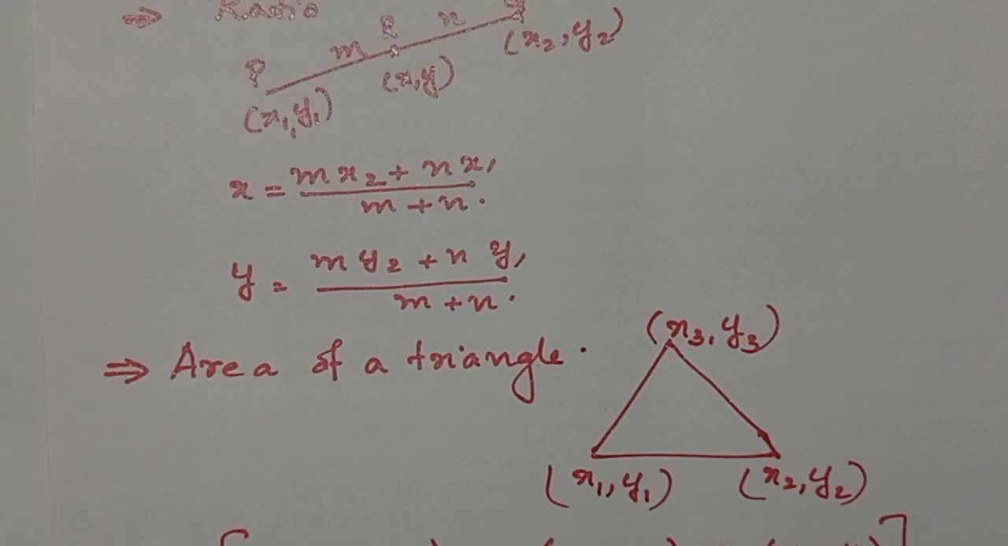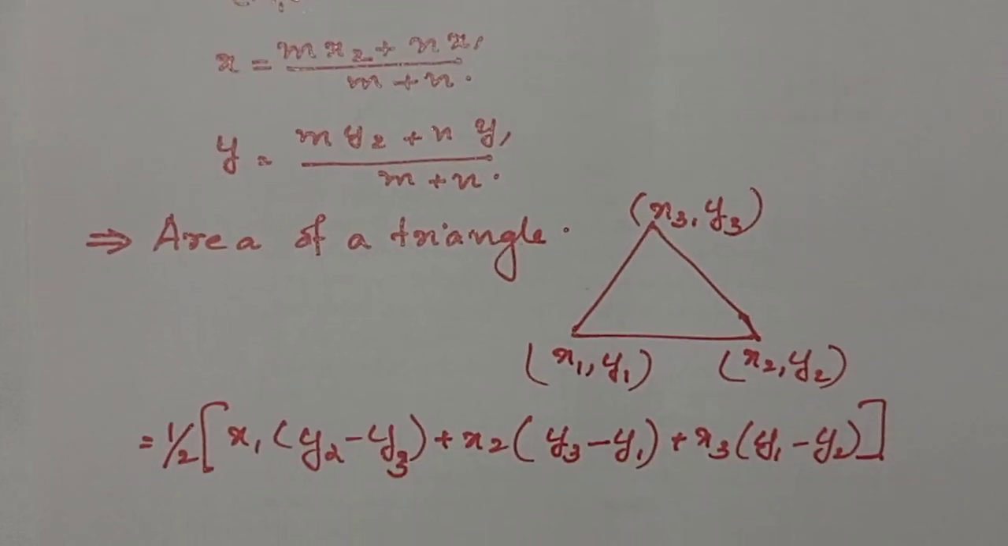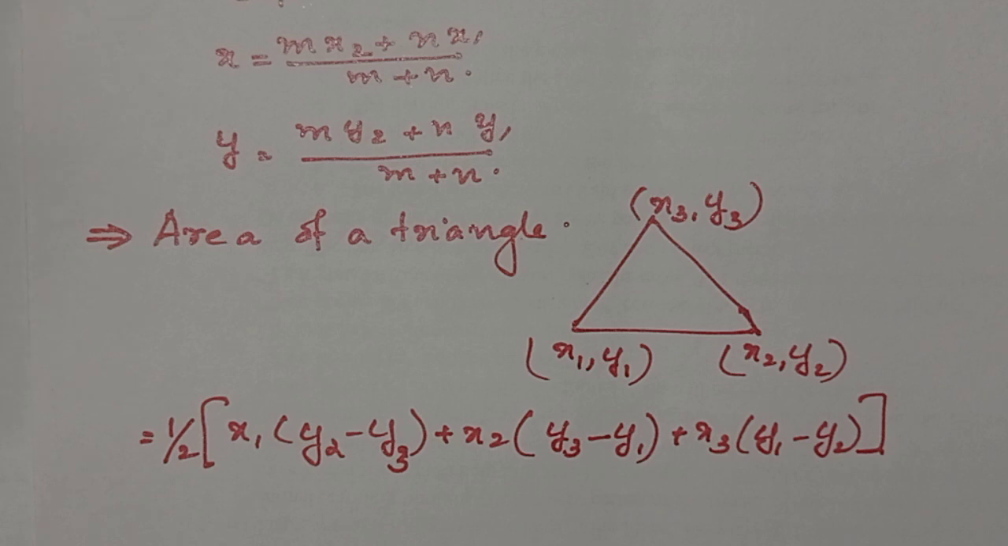The next formula is for finding the area of a triangle whose three vertices are given. If the three vertices of a triangle are given, we can find the area of the triangle using the formula half into x1 into (y2 minus y3) plus x2 into (y3 minus y1) plus x3 into (y1 minus y2).